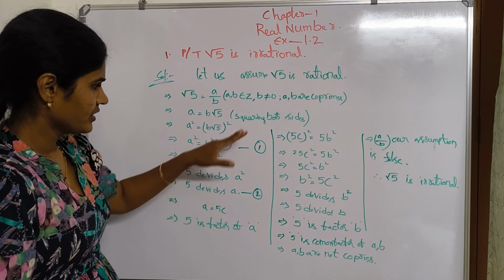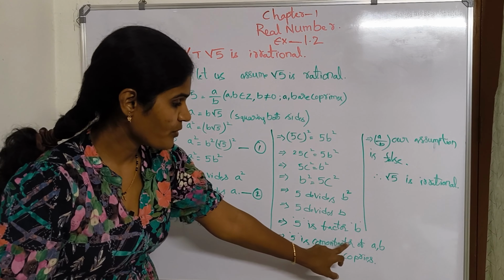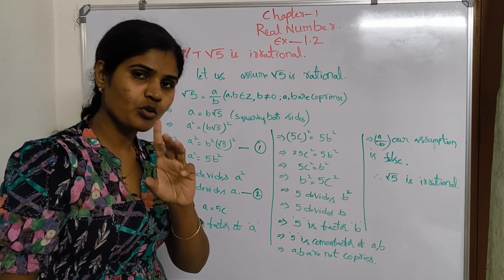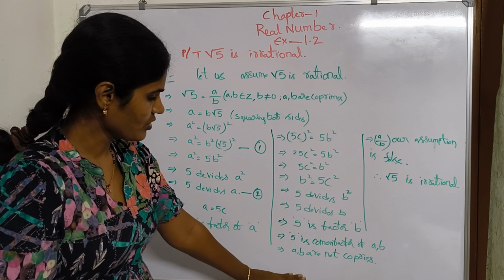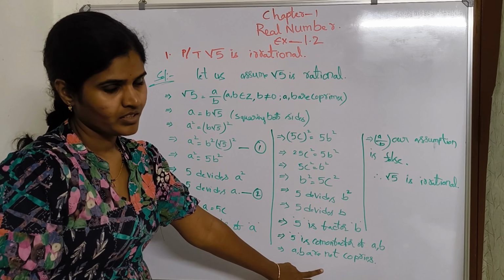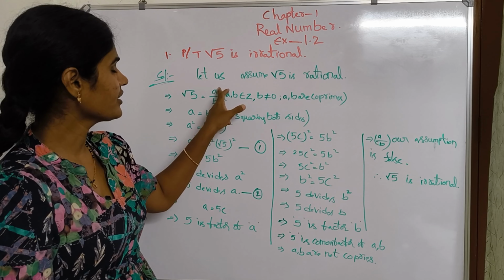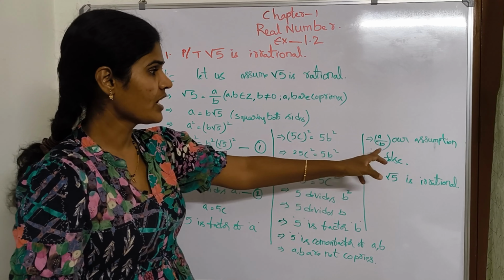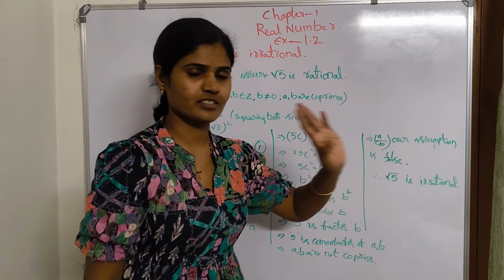Once again, have you understood up to here? 5 is a common factor of a, b. For co-primes, only 1 is the common factor. But here 5 is the common factor. So a, b are not co-primes. That means it is not in the form a by b, so it is not a rational number. Not a rational number means our assumption is false. Our assumption is false means root 5 is irrational.